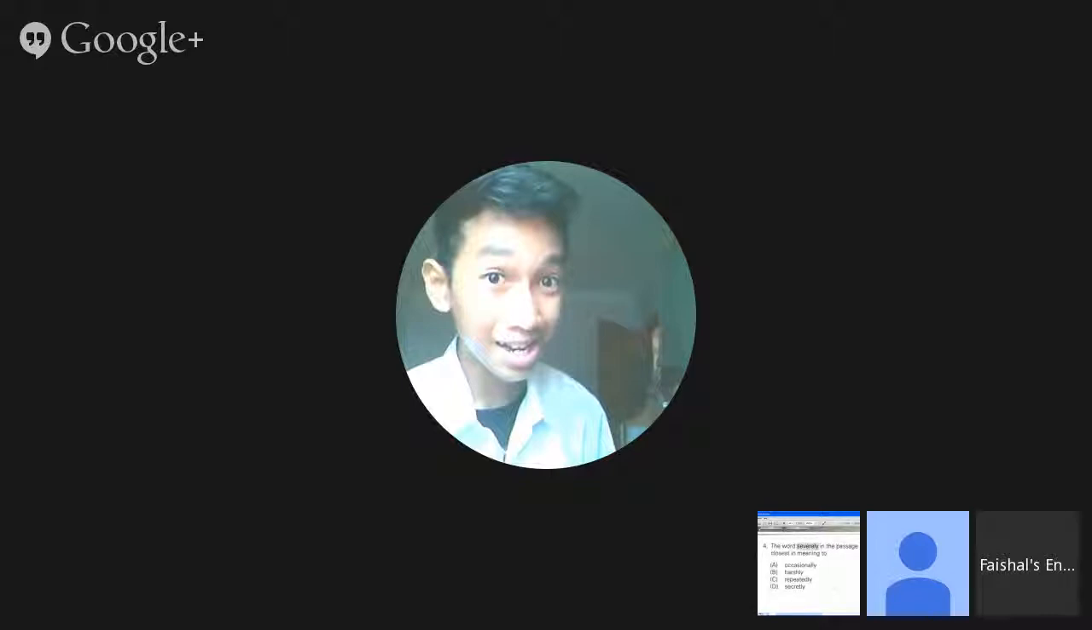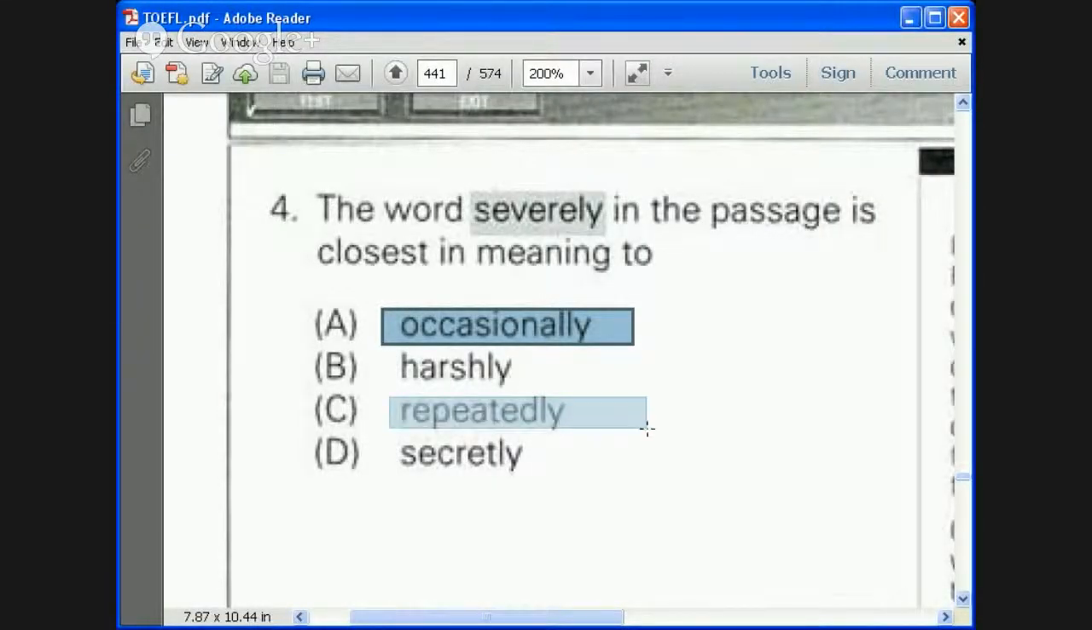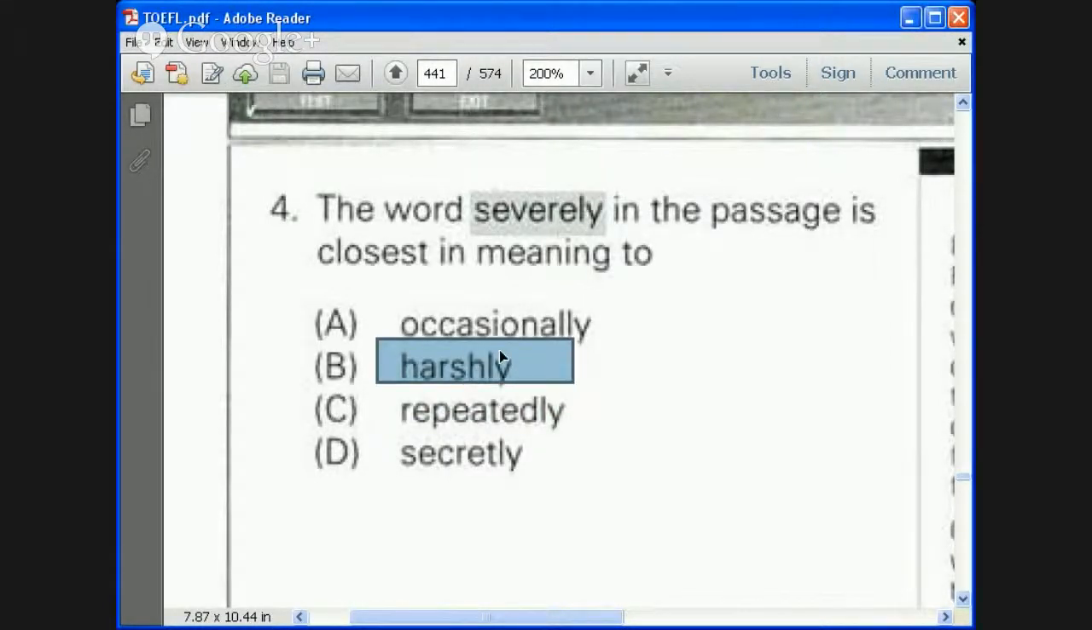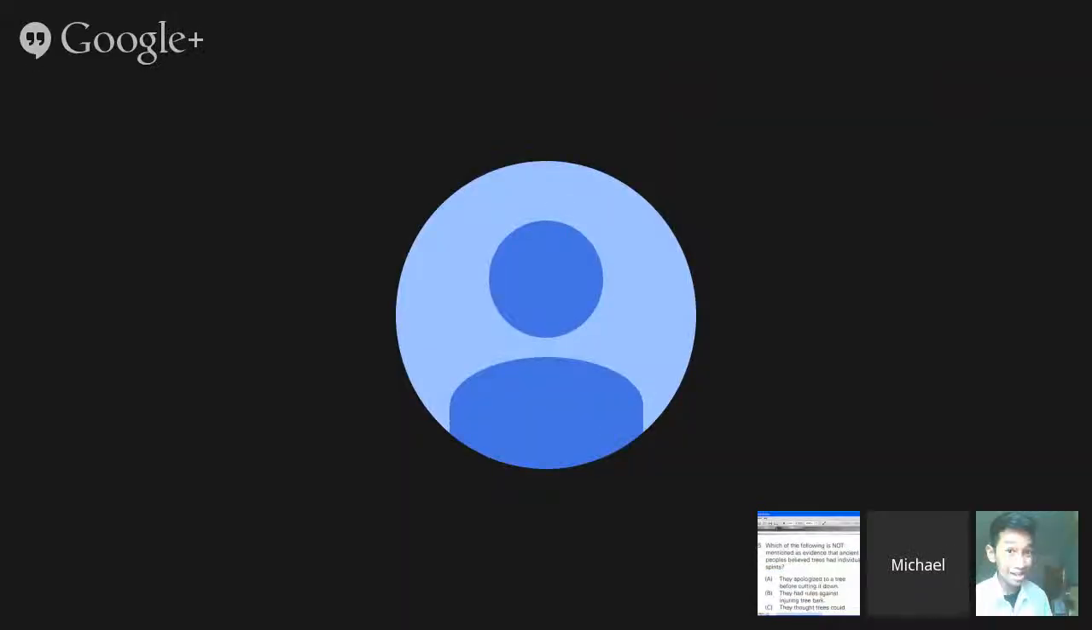The vocabulary is really hard, so I guess it will be B. Yeah, harshly. And Michael says yeah, and Oakley says yeah, that's right. Occasionally means only once in a while. Well, that doesn't make sense. The whole paragraph is the idea that this was very serious. Repeatedly, over and over again, also doesn't really make sense. Harshly means very strongly. Secretly is just silly. But you know why harshly? Because after the word severely in the paragraph, there goes the same kind of word as harsh.